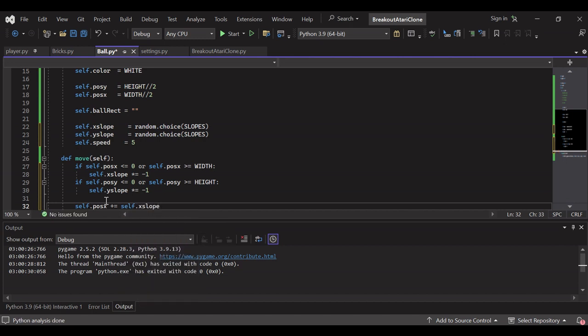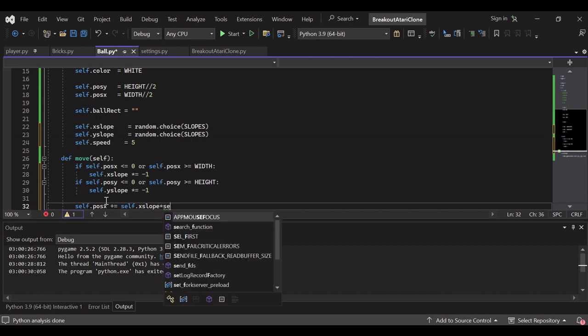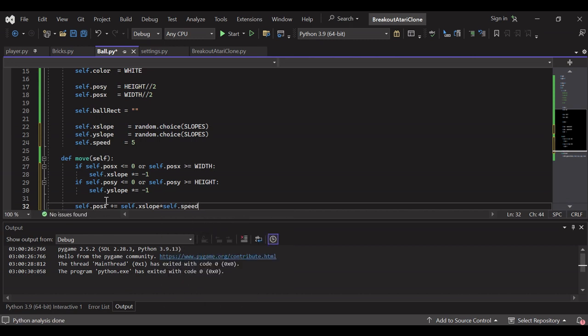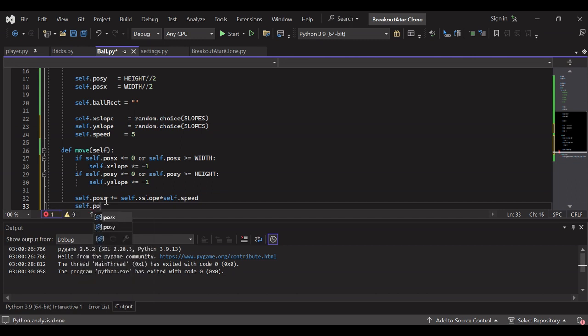Other than that, I have to then update the position x and position y of the ball by multiplying the directions, that is the relative slope, with the speed, and adding it to the previous position x and y.